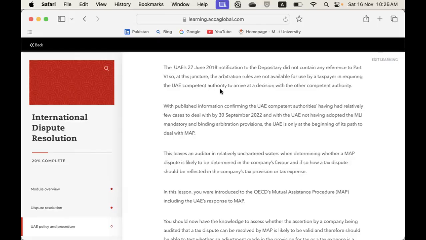This whole thing in the UAE is in its very early stages. Actually, if you really think about it, the first corporate tax year, for very rare cases, started from 1 June 2023. And that means the first possible tax year closure would have happened on the 31st of May 2024.